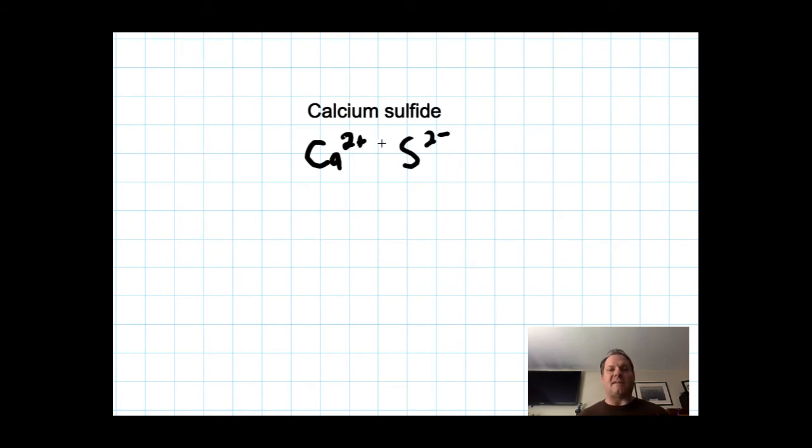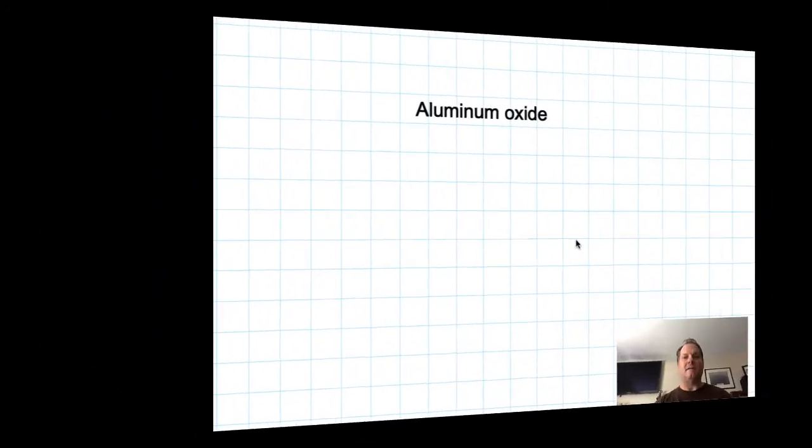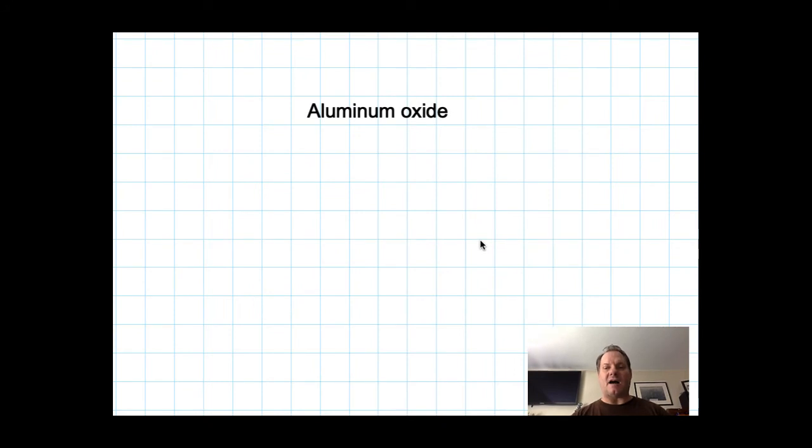Now, what's my least common multiple between 2 and 2? Well, they're going to obviously reach the same charge magnitude at 2, meaning I only need 1 calcium and 1 sulfur. Again, if there's a 1 of each, you just don't show any subscripts. Okay? So now let's take a look at aluminum oxide.